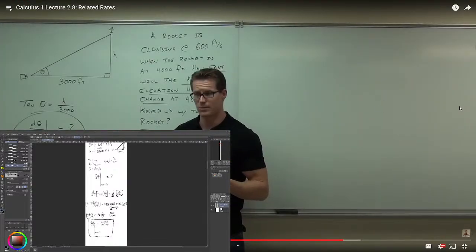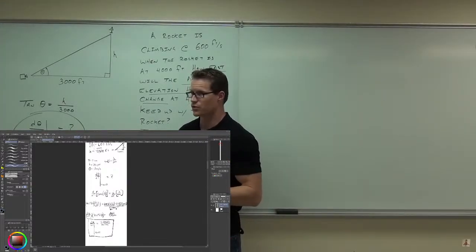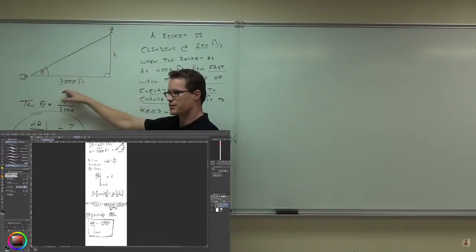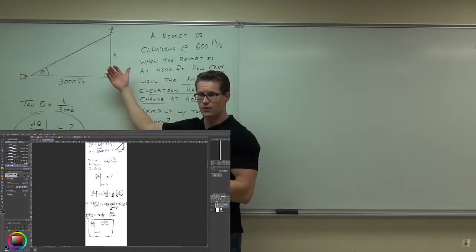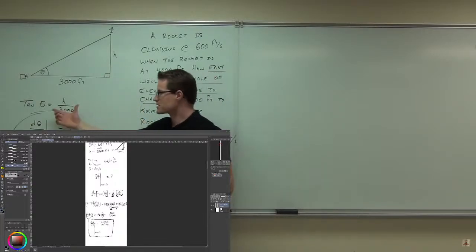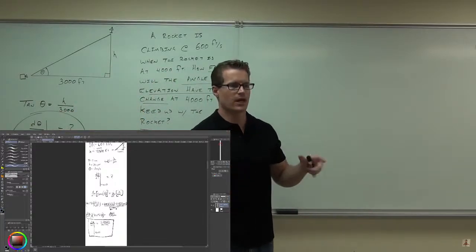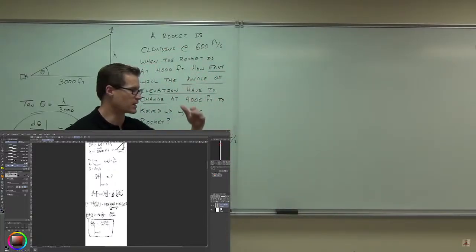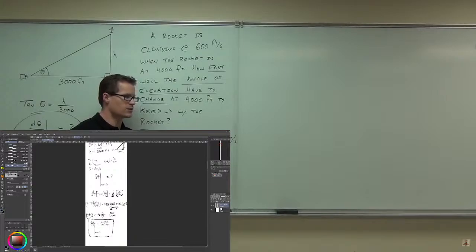Formulas aren't horribly bad, but you've got to find one that works for you. In our case, we know that tangent of theta is height over 3,000. 3,000 was a constant. H, that's one of our variables we need to relate, so that does it for us. Then we go ahead and identify what our rates of change are. The height is going to be changing at 600 feet per second. This is the change in height compared to time, 600 feet per second.